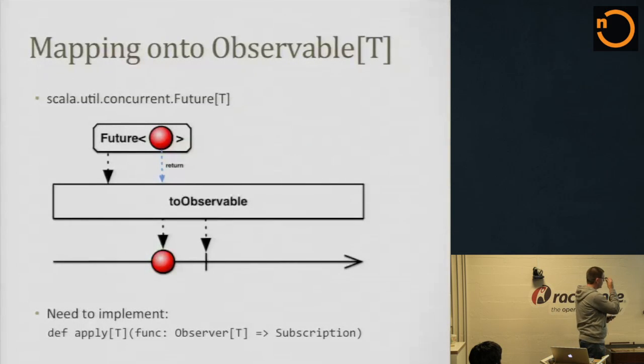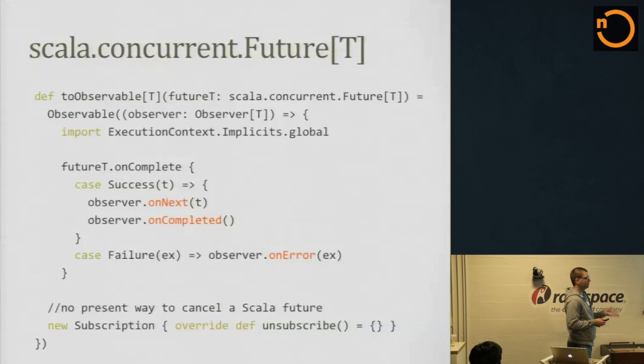Next is a future. A future, of course, is a value that might or might not be available, and it will be, hopefully, at some point in the future. What does the observable view look like here? The two cases are it returns a value via onNext and then calls onCompleted, or it throws an error, which I didn't represent here. Again, we need to implement this same interface.